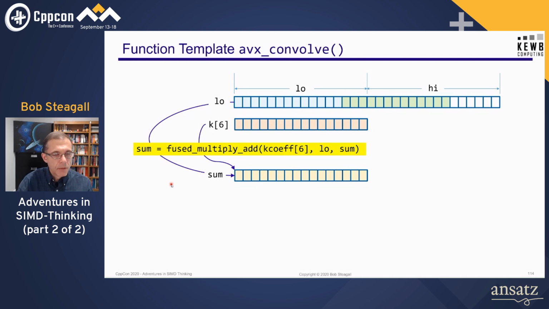Because my kernel has 7 elements in it, and I've done the fused multiply add with 7 coefficients, at the end of this loop, where I've done these 7 operations, sum now has the value of the convolution for every element that was originally part of cur.